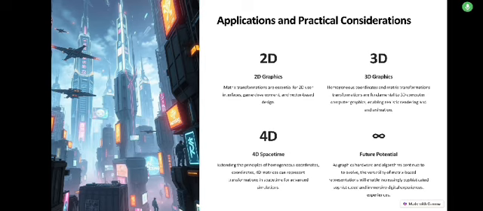Applications. 2D graphics: matrix transformations are essential for 2D user interfaces, game development, and vector-based design. 3D graphics: homogeneous coordinates and matrix transformations are fundamental to 3D computer graphics, enabling realistic rendering and animation. 4D spacetime and future potentials.